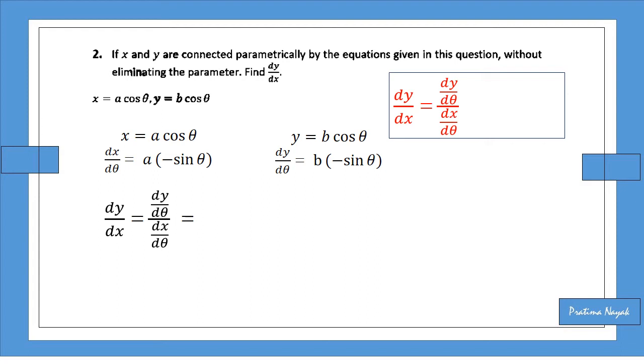So dy by dx is equal to dy by d theta upon dx by d theta. How much will be the result? Minus sin theta will be cancelled. So the answer will be b by a. So next, going to another question.